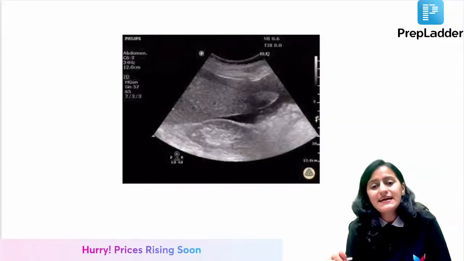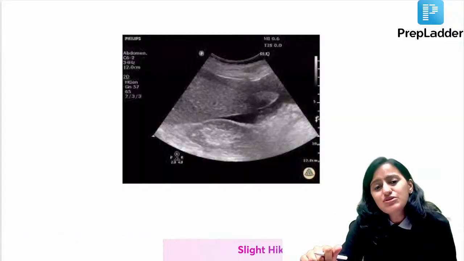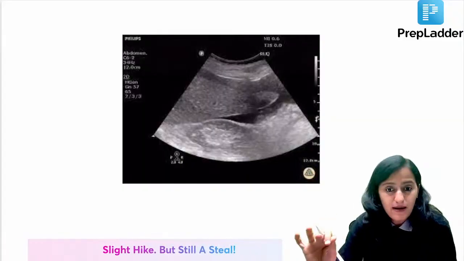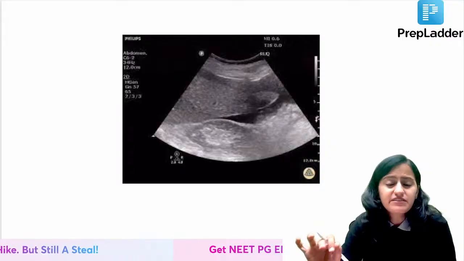Next one. Now, if this is an ultrasound you have done in a patient of trauma, is this FAST positive or FAST negative?